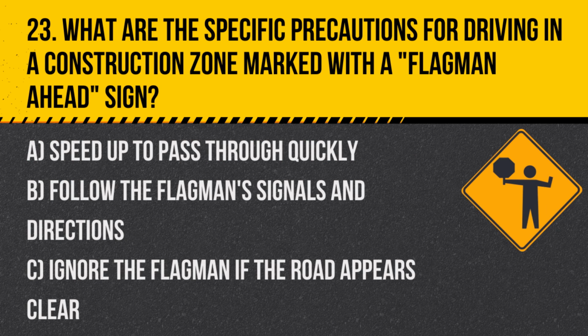Question 23. What are the specific precautions for driving in a construction zone marked with a flagman head sign? A. Speed up to pass through quickly. B. Follow the flagman's signals and directions. C. Ignore the flagman if the road appears clear. Answer: B. Follow the flagman's signals and directions. Flagmen manage traffic flow in construction zones for safety.